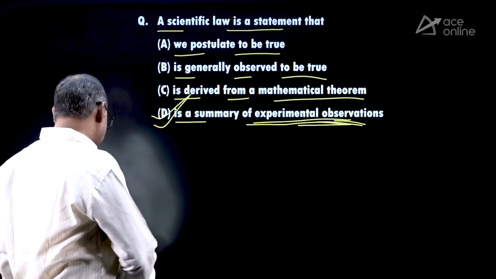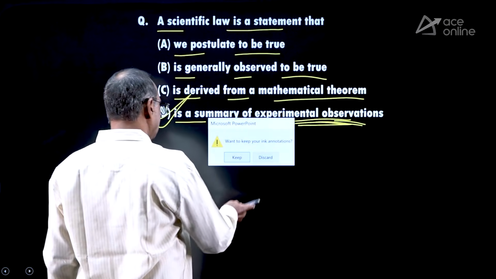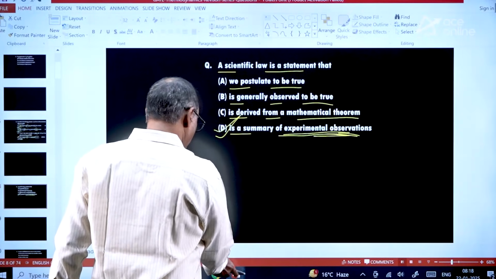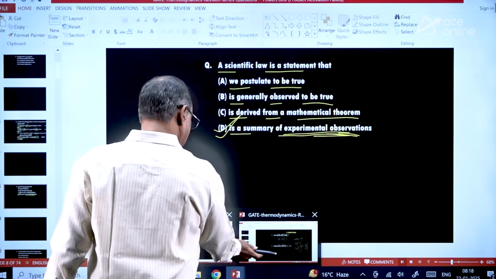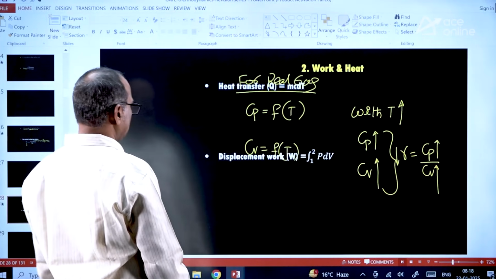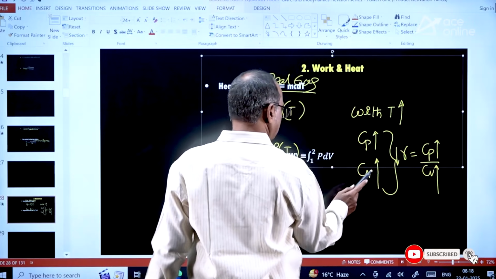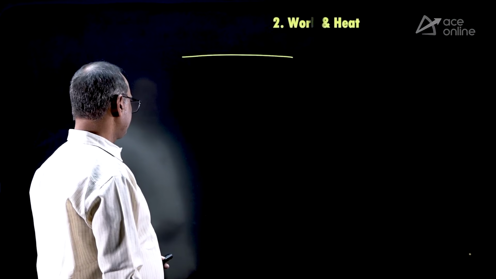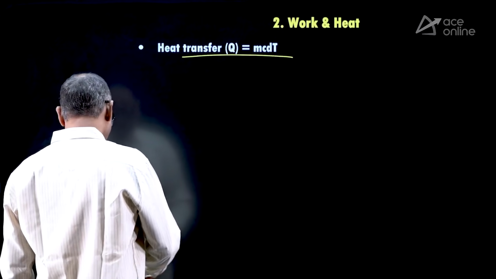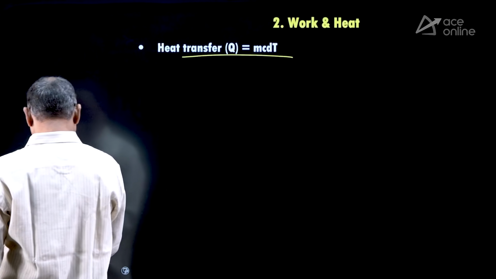Having that, let us take the second unit formulas. That is work and heat, right? Second unit formulas, work and heat. Now let us take the important formulas for work and heat.